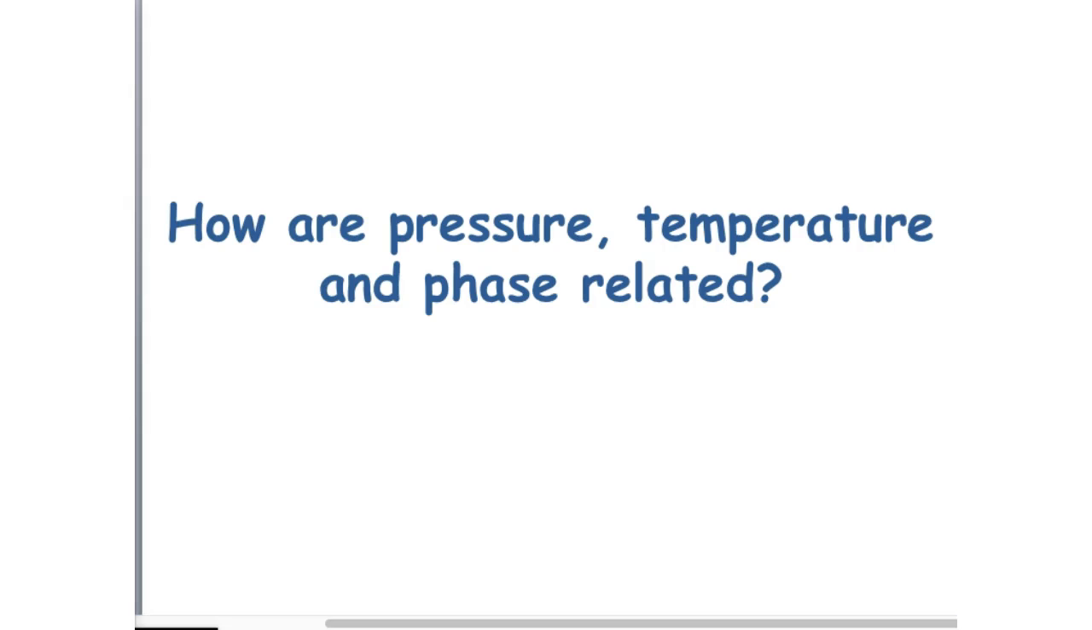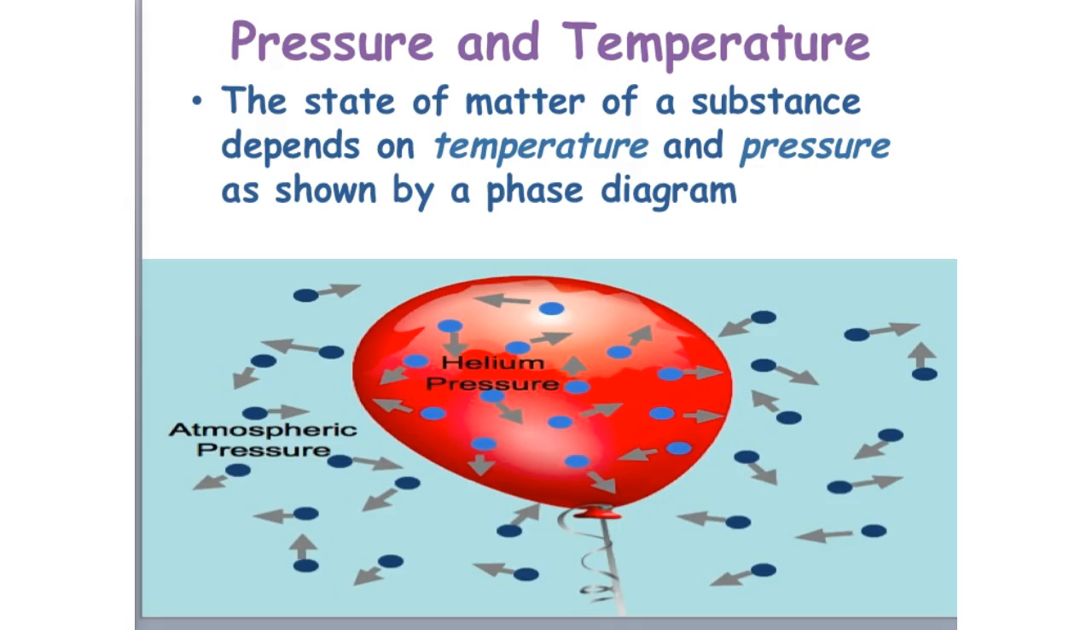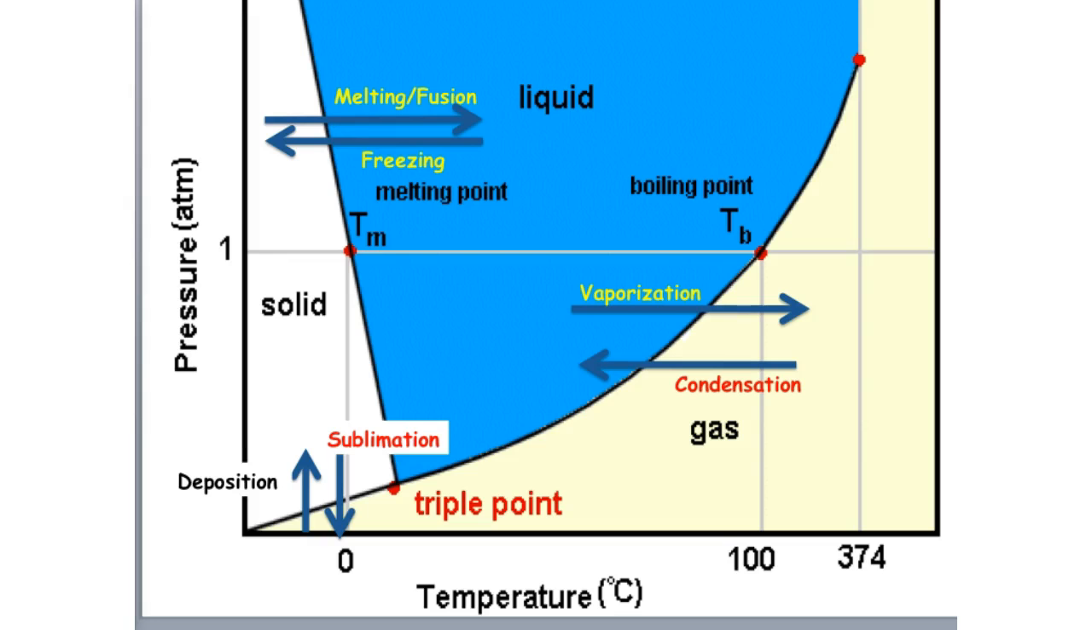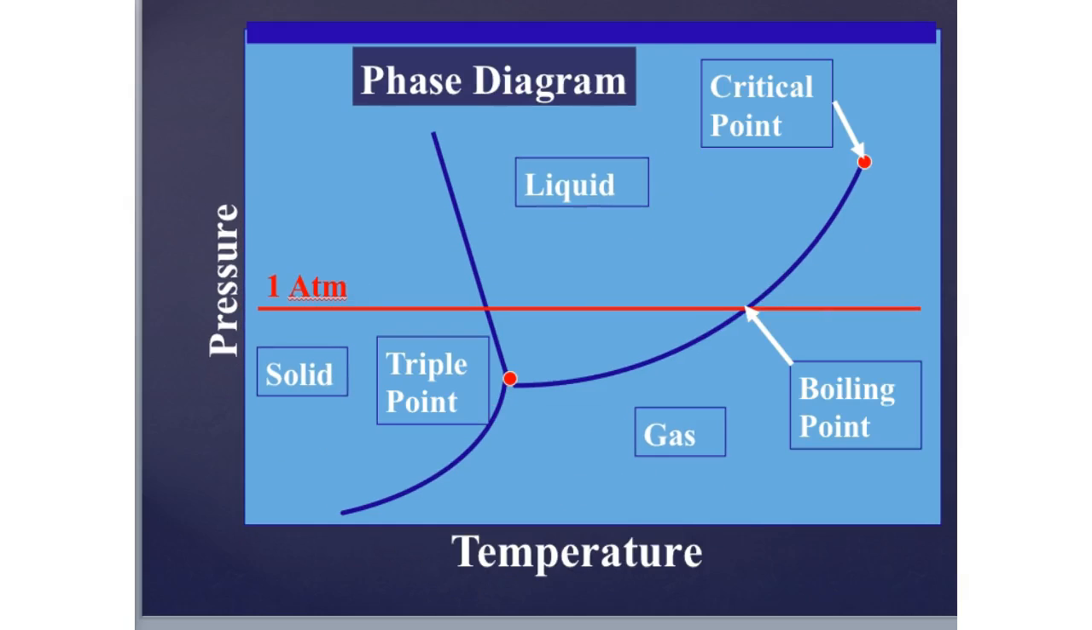So the main question here is, how are pressure, temperature, and phase related? For example, we have solid, we have liquid, we have gas, but how do they change when it comes to a certain pressure or a certain temperature? The state of matter of a substance really does depend on temperature and pressure, as we're going to see in a bit. This is called a phase diagram. So what I would like for you to do is to go ahead and pause this and copy it down in your notebook, and then I'm going to go over it in a bit. So go ahead and pause.